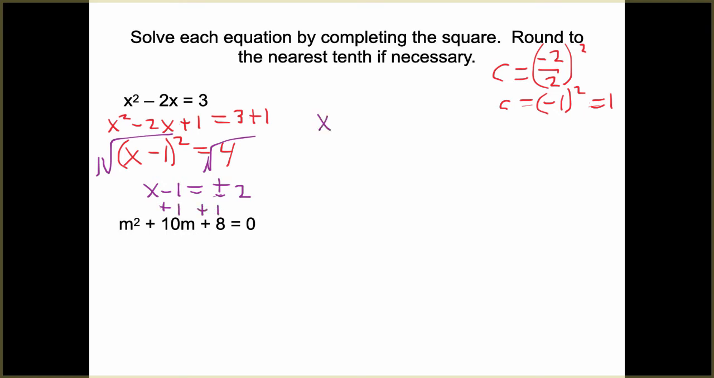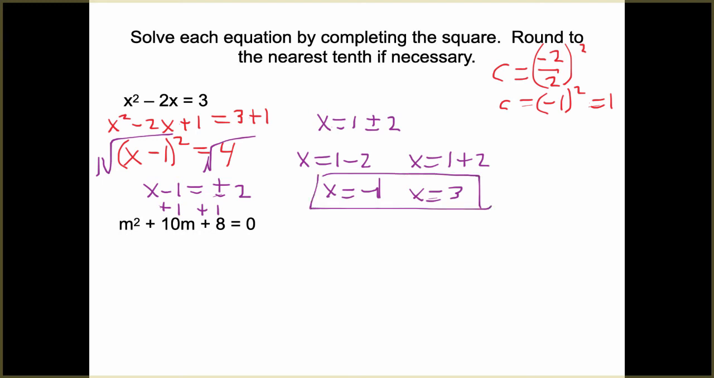And we have x equals 1 plus or minus 2. And we have x equals 1 minus 2, x equals 1 plus 2. And then we have that x is negative 1 or x is 3. These are my two solutions, -1 and 3.